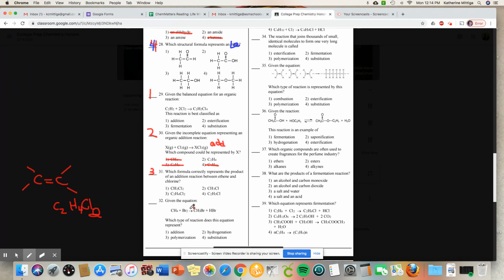Looks like we're not bringing them all together into one. Looks like one of the bromines is coming in, one of the H's is coming out. It's called a substitution. That's choice 4.